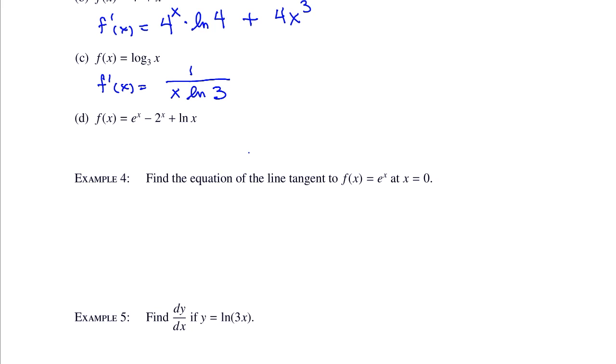And f of x is equal to e to the x minus 2 to the x plus the natural log of x. So the derivative of e to the x is e to the x. The derivative of 2 to the x is 2 to the x times the natural log of 2. And the derivative of ln of x? 1 over x. There you go.